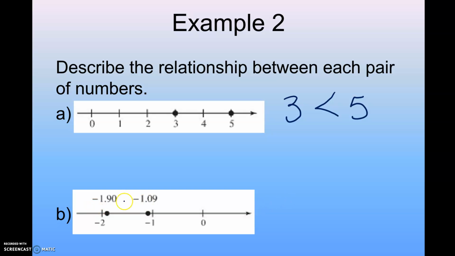Negative numbers can be a little bit difficult. Remember, if you compare them, the one that's closer to 0 is bigger. So negative 1.09 is bigger than negative 1.9.